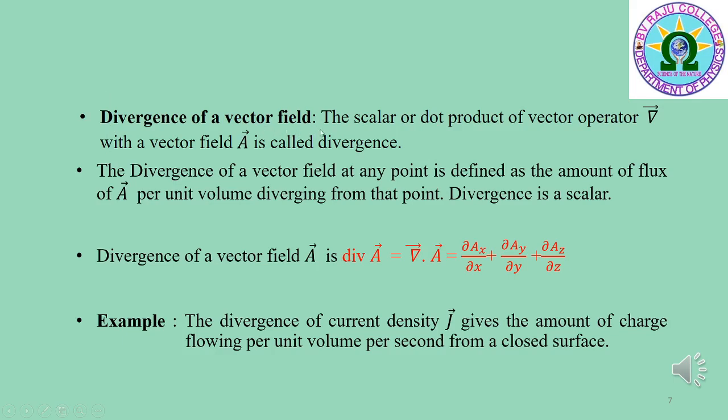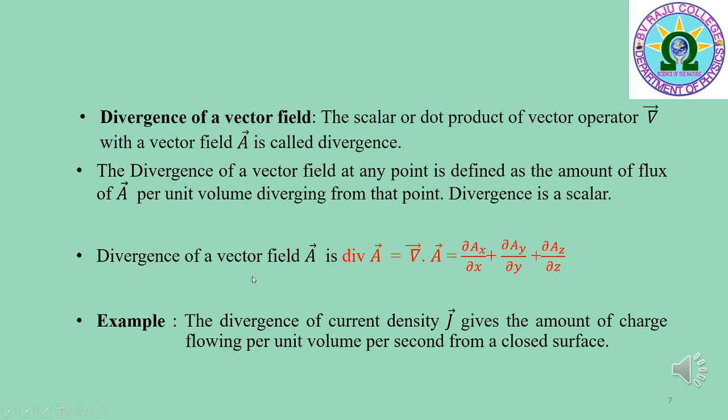Divergence of vector field means the scalar or dot product of the vector operator del bar with a vector field A bar, and it is called divergence. Physically, the divergence of a vector field at any point is defined as the amount of flux of A bar per unit volume diverging from that point. That means divergence is a scalar.